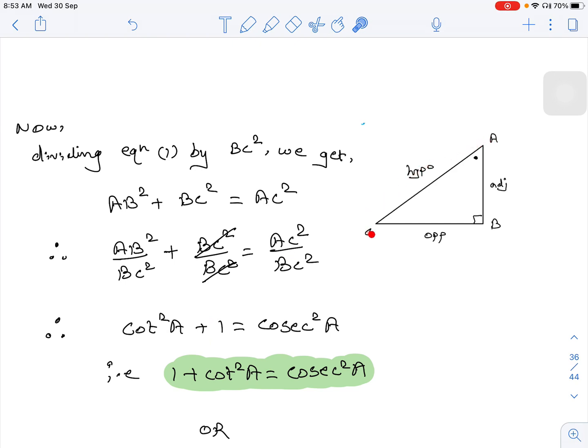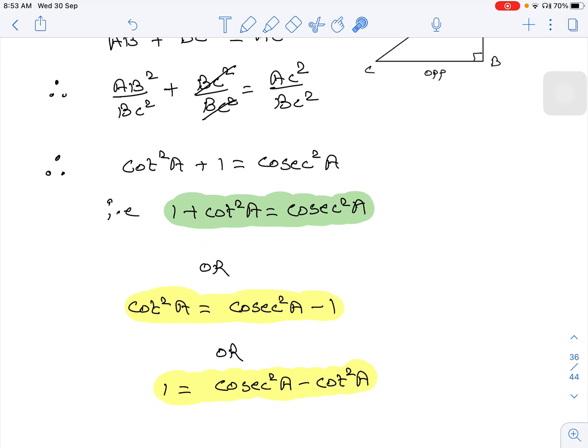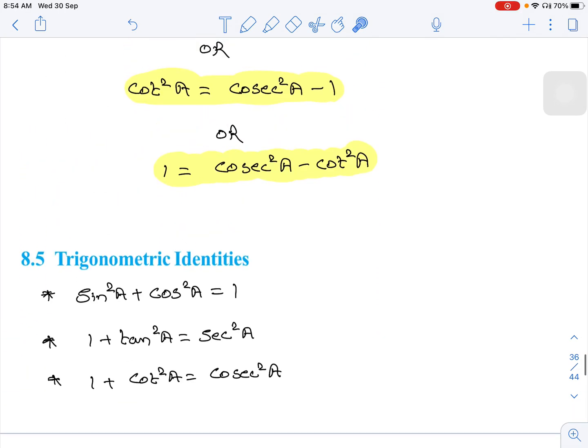Now AC upon BC, so AC is hypotenuse and BC is opposite. So what is hypotenuse upon opposite? It is cosec square A. So this is our next relation, that is 1 plus cot square A equals cosec square A. So again from this we get two more formulas. First condition, change the side of this 1, so we get cot square A equals cosec square A minus 1. Next, change the side of this cot square A, so you get 1 equals cosec square A minus cot square A. So in this way we get three different identities.